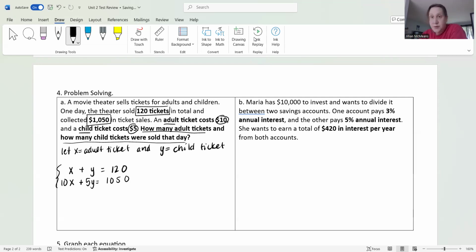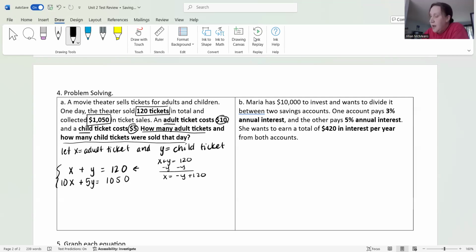Now as for how you want to solve this, you could solve this using the addition slash elimination method or substitution. Either one is fine. For this one, let's do substitution. Let's solve this top equation for one of the two variables. Let's say we solve it for X. If I have X plus Y equals 120, and I want to solve for X, I would need to subtract Y from both sides. So that would tell me that X equals negative Y plus 120, or you could say 120 minus Y.